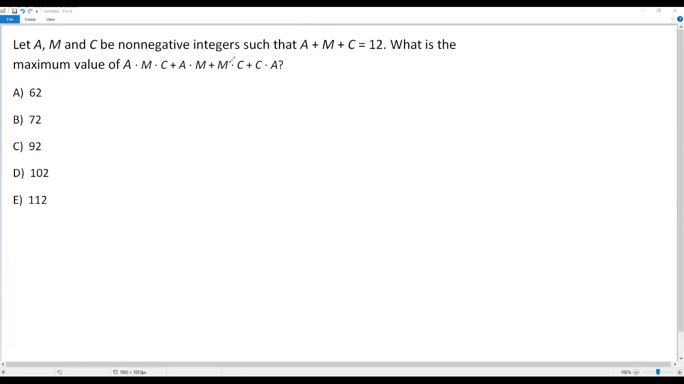plus A times M, plus M times C, plus C times A? Okay, here we have to get the maximum value of this expression. In the first term, all the three non-negative integers are multiplied. In the next one, the first two integers are multiplied. In the next one, the second and third integers are multiplied. In the last one, the first and the last are multiplied.